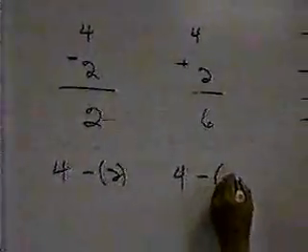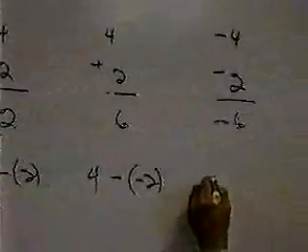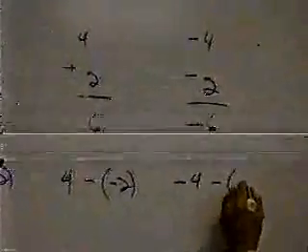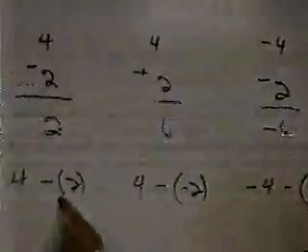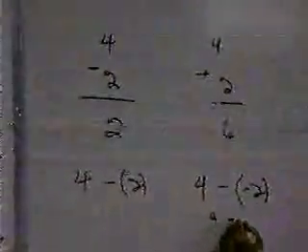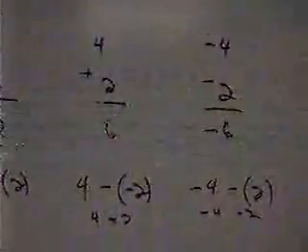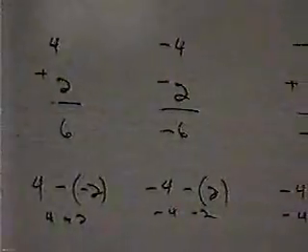Now this is the way it's going to look written sometimes. This is going to be 4 minus a 2. This is going to be 4 minus a minus 2. This is going to be a minus 4 minus 2. And this is going to be a minus 4 minus a minus 2. Now look what happens. 4 minus 2 is 2. 4 minus a minus is a plus. Okay. Minus 4 minus 2 is minus 6. Minus 4 plus 2. Change the sign at the bottom and add.